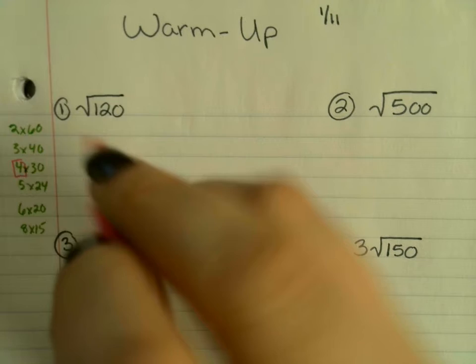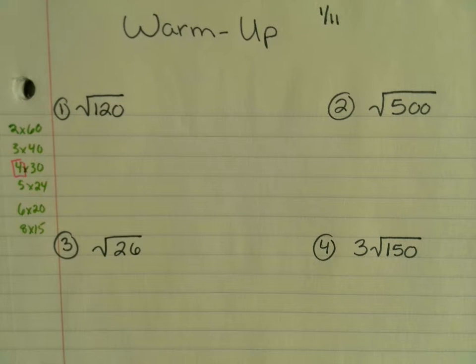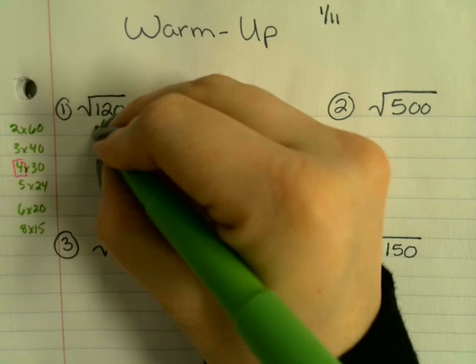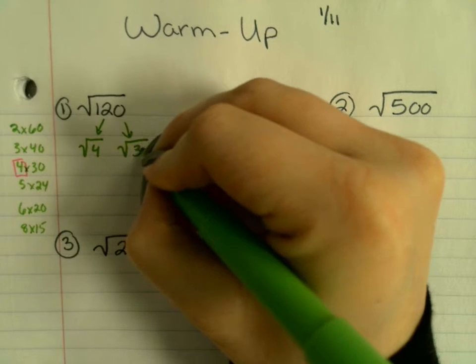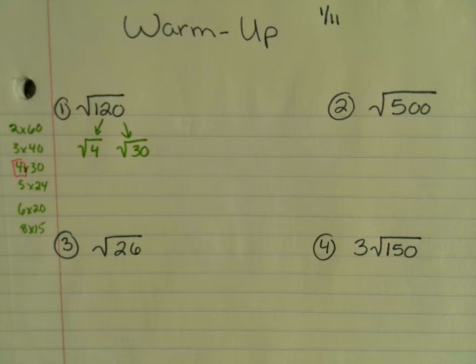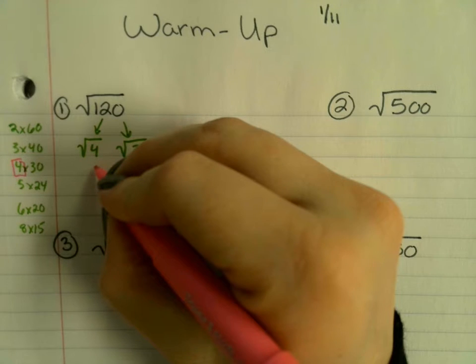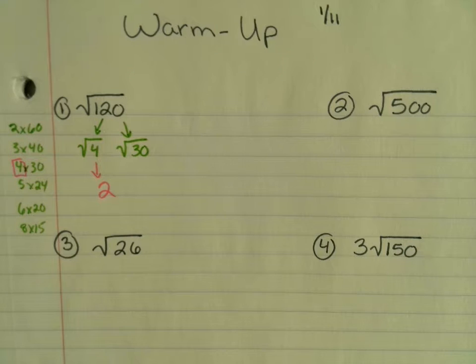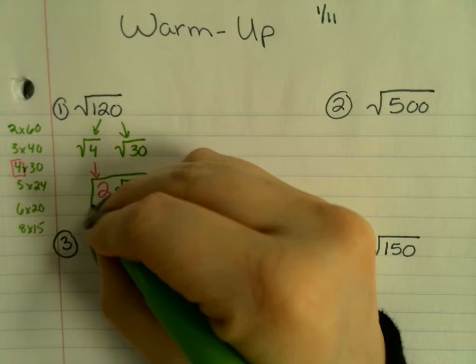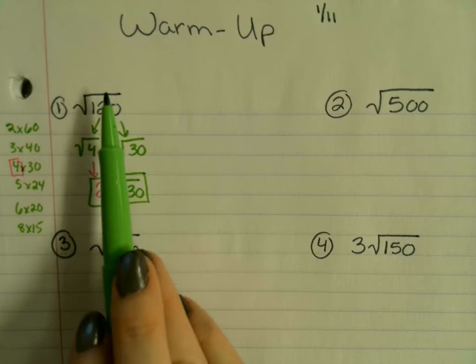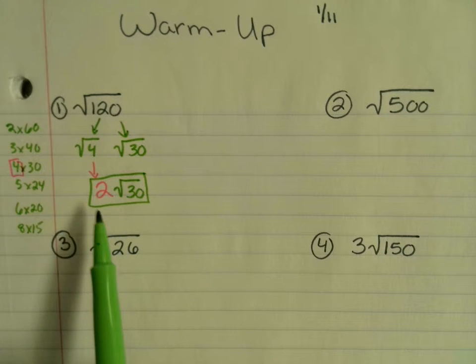So when we split it apart, we're going to split it as the square root of 4 and the square root of 30. Square root of 4 and square root of 30. Square root of 4 can be simplified to 2. So our final answer is 2 square root of 30. Even though this is a pretty big number, its perfect square factor is still very small.